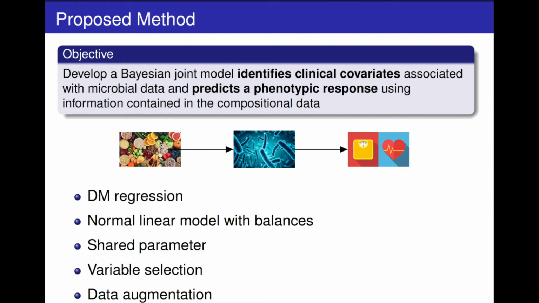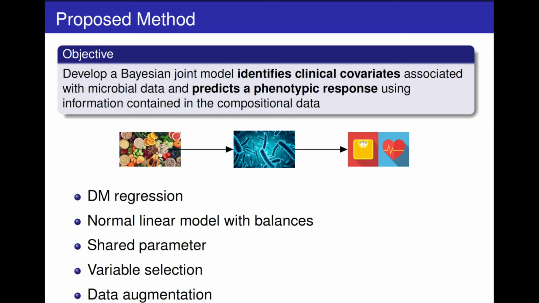In order to fill this gap, we develop a Bayesian joint model to identify clinical covariates associated with microbial data and predict a phenotypic response using information contained in the compositional data. Here, we model the relation between clinical covariates and microbiome data using a Dirichlet multinomial regression model. However, instead of integrating out the taxa proportions, we sample them, transform them into balances, and use them to predict our phenotypic response in the second layer of our model. As such, the taxa proportions serve as the shared parameter in our joint model.